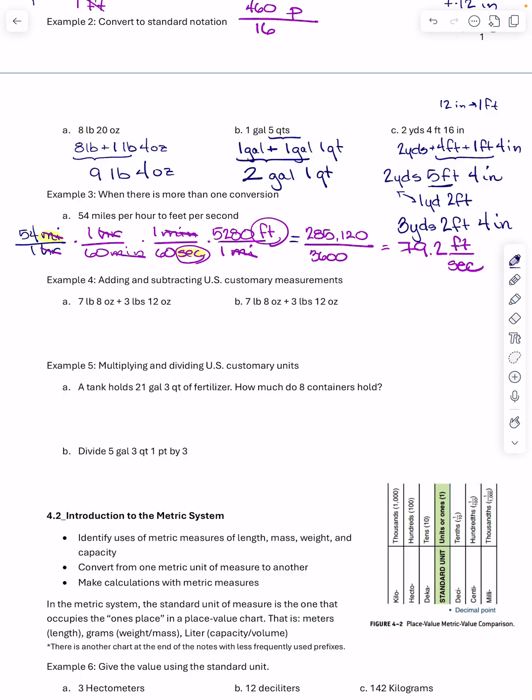When we add and subtract customary measurements, first one should be plus, second one should be minus. Figured I'd use the same numbers. I forgot to change the sign in the middle. So 7 pounds, 8 ounces, kind of like when we are adding 2-digit numbers, we want to add like parts. I'm going to add my ounces first. I get 20 ounces. Keep in mind, we saw this before. We know that is 1 pound, 4 ounces.